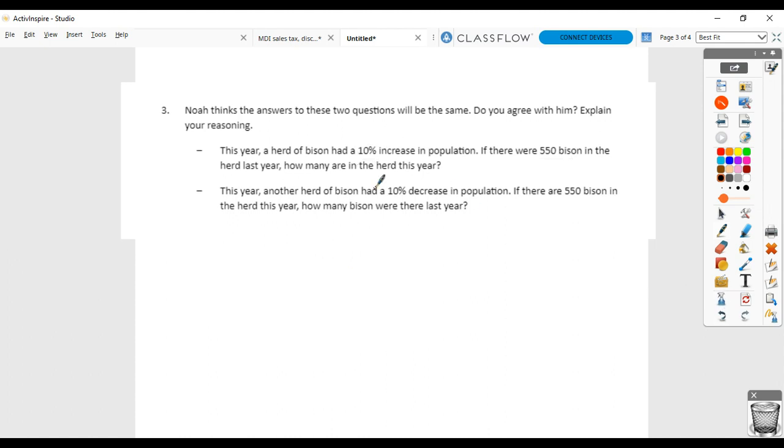All right, this year, another herd of bison had a 10% decrease in population. If there are 550 bison in the herd this year, how many were there last year? So this one is kind of tricky. This one is saying there's 550 bison this year. And it says this year there was a 10% decrease in population. So this year there's a 10% decrease.